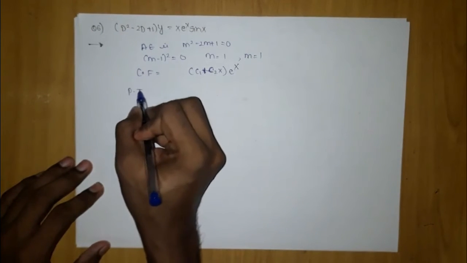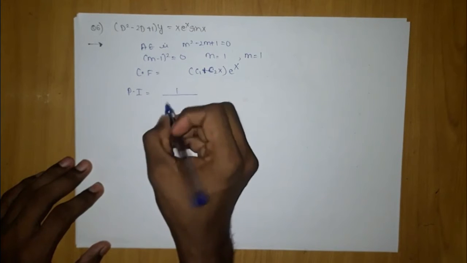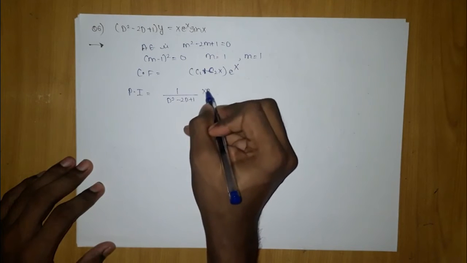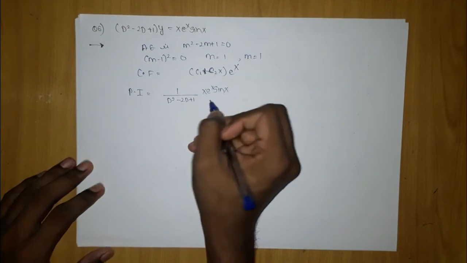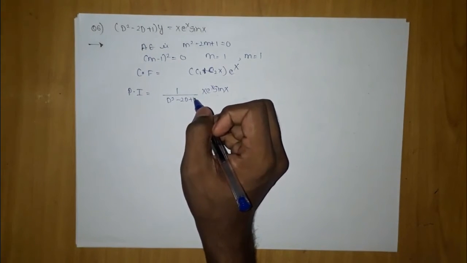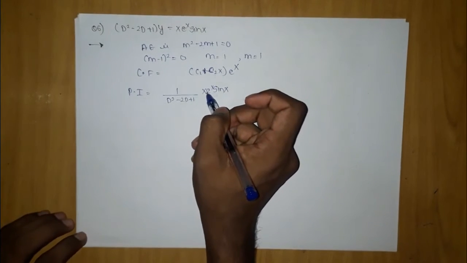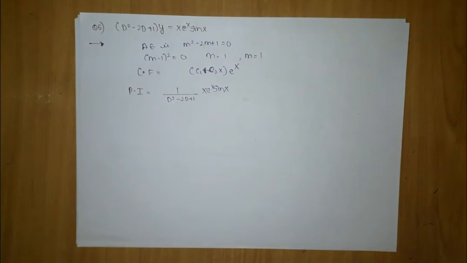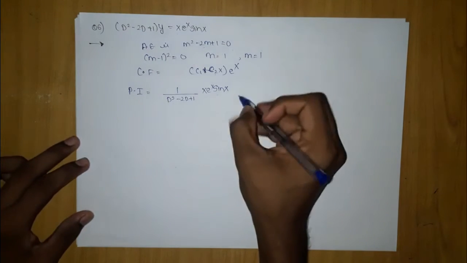This is our complementary function. Now the particular integral is nothing but 1/(D² − 2D + 1) x e^x sin x. If you observe, we can take this e^x on the other side. Whenever x and e^x both appear, you have to take the e^x on the other side, and then it will replace D by D + a, which in this case is D + 1.